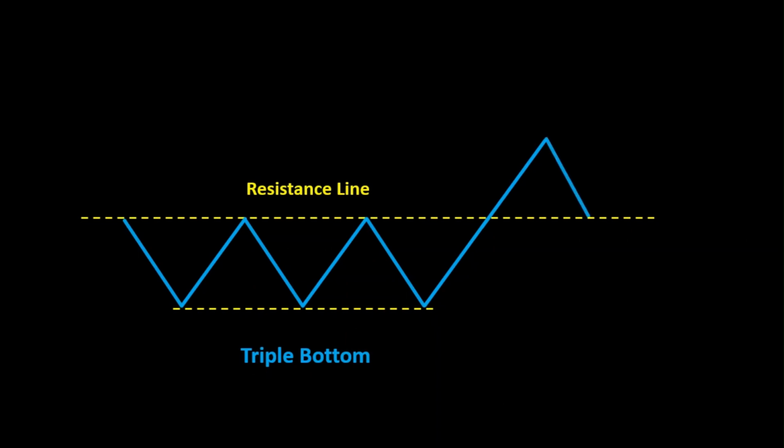We then wait for a pullback to the resistance line, and if the price shows signs of rejection from the downside, it presents a buying opportunity, as there is a high probability that the market may reverse from a bearish to a bullish trend.